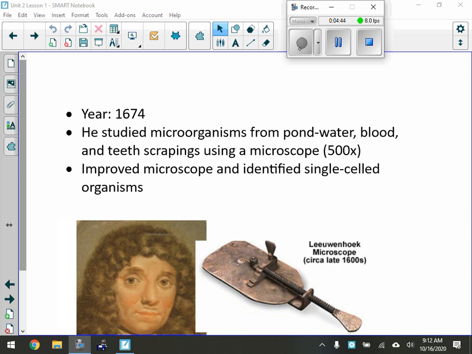We used to, we won't do it this year, and I actually didn't do it last year, but sometimes we take scrapings from our mouth and put them on a slide and take a look at them, so you can see the cells that are in your mouth. But we're probably not going to do that this year, for sure. And we didn't do it last year either. But that's okay. All right.